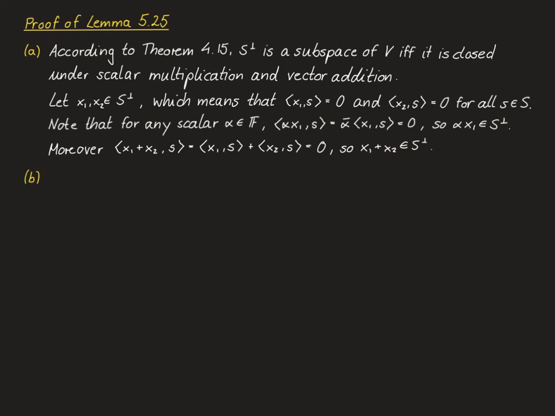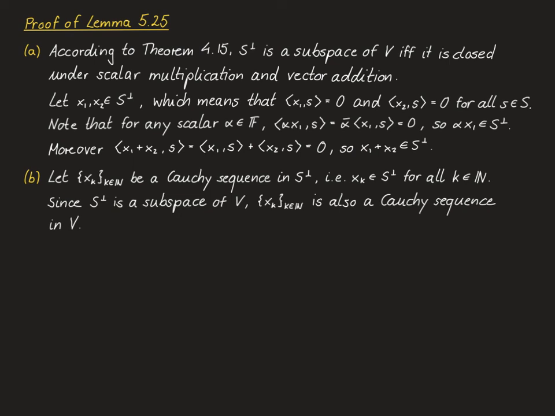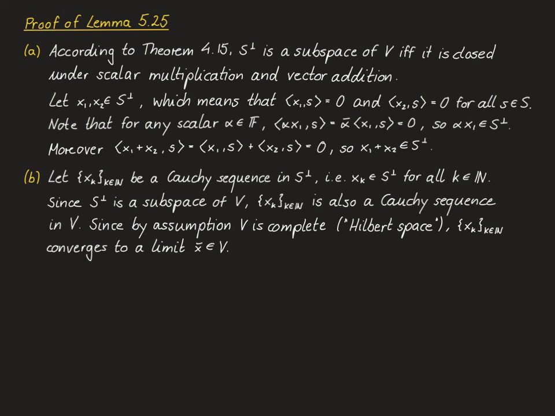For statement B, where we want to show that S perp is complete, we consider, of course, a Cauchy sequence in S perp. However, since S perp is a subspace of V, this implies that the sequence xk is also a Cauchy sequence in V, and by assumption, V is a Hilbert space, so it's complete, and therefore this Cauchy sequence in V has a limit in V, which we call x bar. Clearly, we have to show that x bar is an element of S perp.